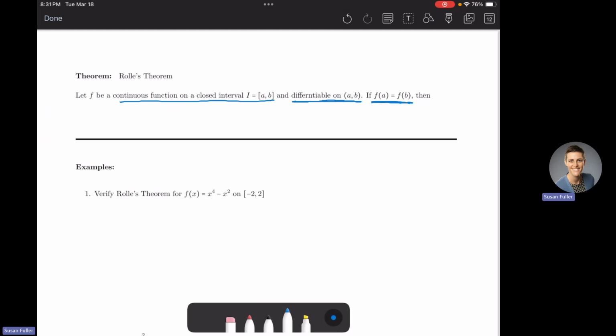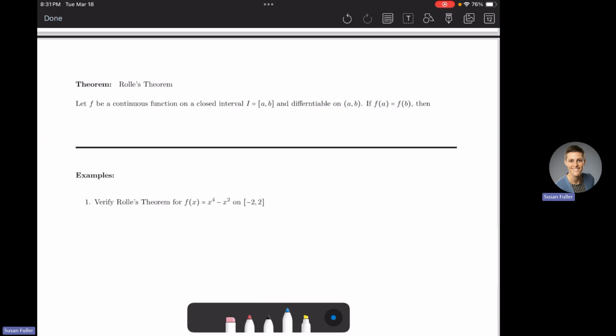If the y values at our endpoints are equal, then Rolle's theorem says there exists at least one x value. I'm going to call it x equals c. And again, that x value is going to be in the open interval from a to b, such that I'm going to have at least one x value such that f prime of c equals 0.